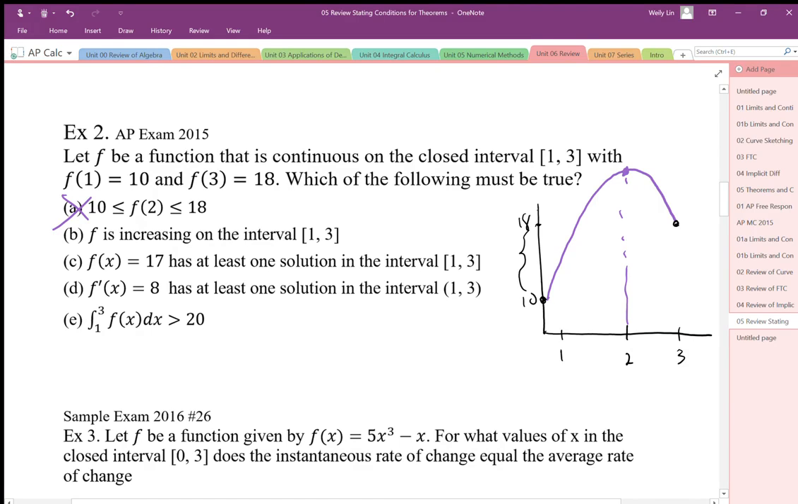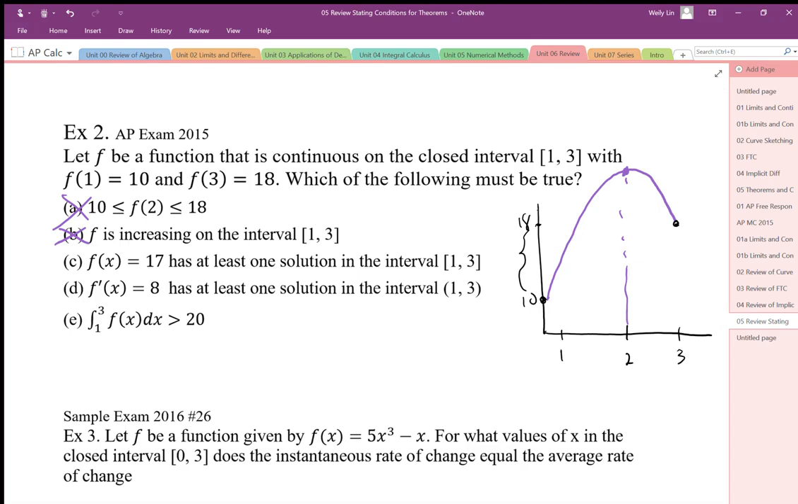F is increasing on the interval 1 to 3. Again, nowhere does it say that it must be increasing. It doesn't say anything about that. So we can say that that is not true, and again, we can see that that purple line is an example where it wouldn't be true.